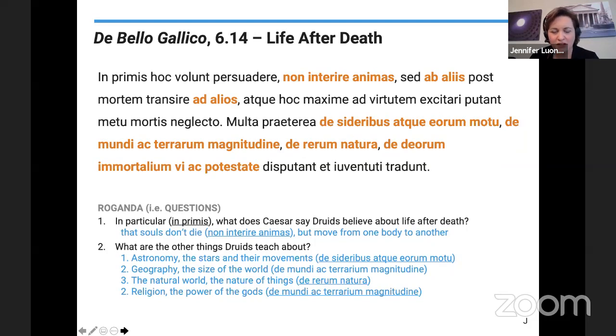So what are some of the other things tradunt and disputant that they are handing down and putting out there, believing? They talk about multa, many things de sideribus, about the stars atque eorum motu and their motion. So astronomy, basically. They talk about de magnitudine, about the size mundi of the world, atque terrarum, and the lands, so geography, basically. They talk about de rerum natura, so the nature of things, the natural world. And they talk about de vi ac potestate, about the strength and power, deorum immortalium, of the immortal gods. So religion, basically.